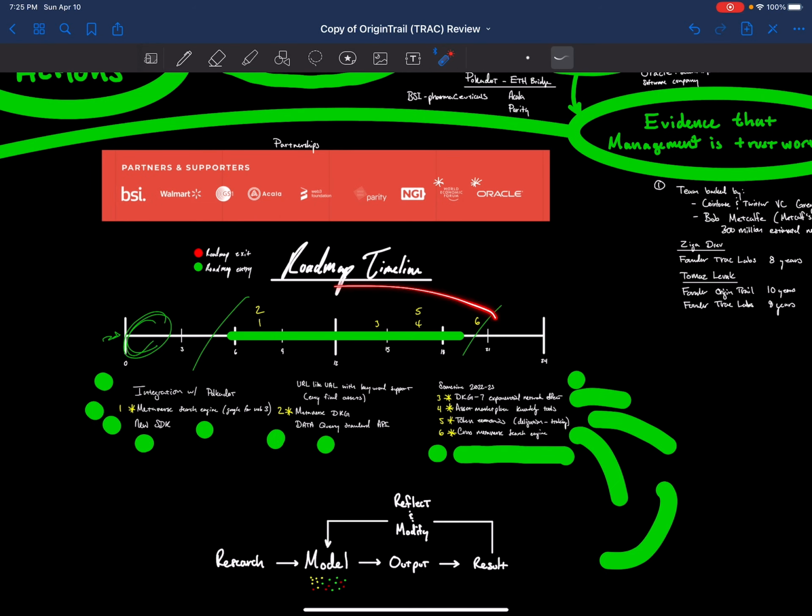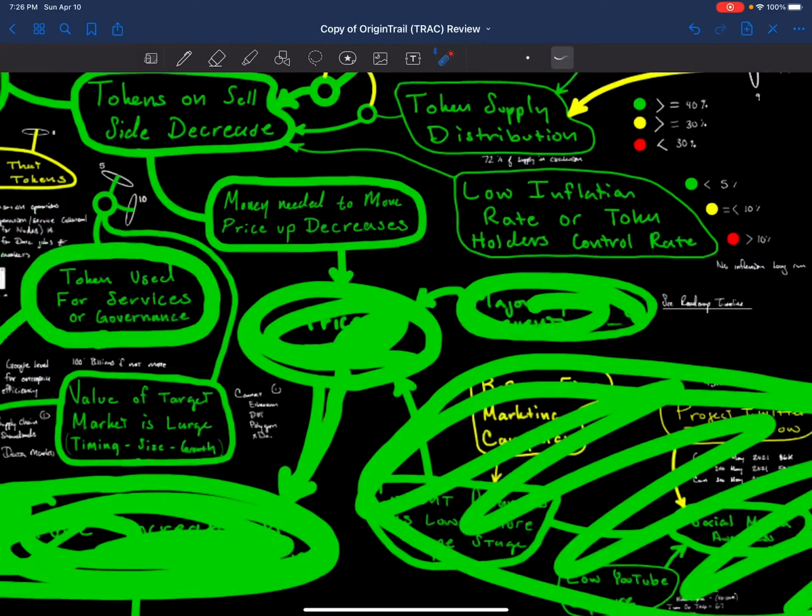But I think the biggest things that could lead to price action are token economic changes, as well as the Decentralized Knowledge Graph 7, exponential focus, and all these other things. So these are all pretty valuable things. So the timeline looks pretty good. I just put that as a good timeline.